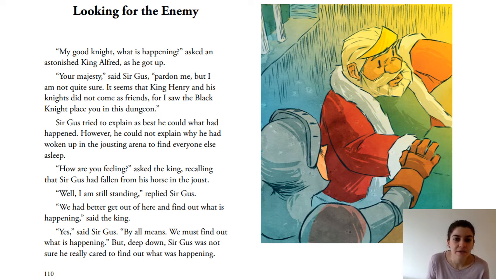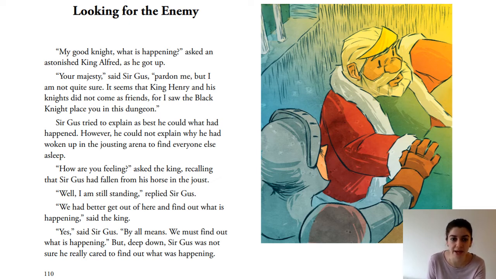Looking for the Enemy. My good knight, what is happening? Asked an astonished King Alfred as he got up. Your Majesty, said Sir Gus, pardon me, but I am not quite sure. It seems that King Henry and his knights did not come as friends, for I saw the Black Knight place you in his dungeon. Sir Gus tried to explain as best he could what had happened. However, he could not explain why he had woken up in the jousting arena to find everyone else asleep.